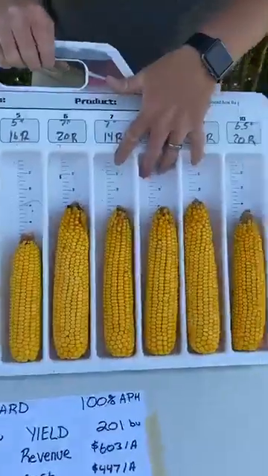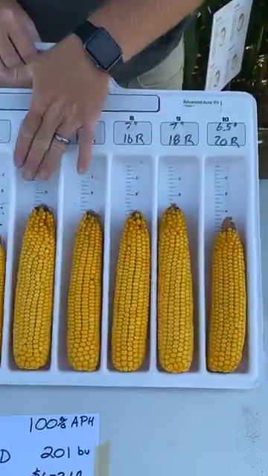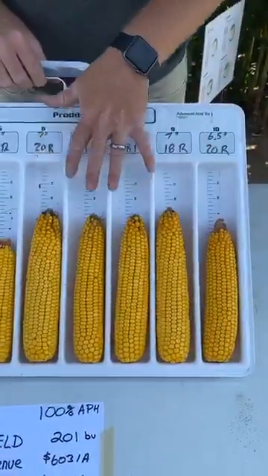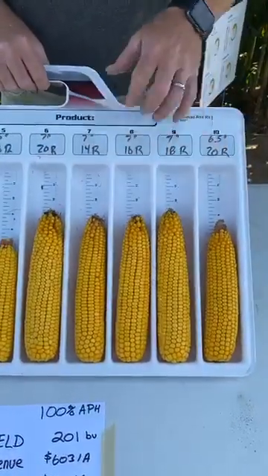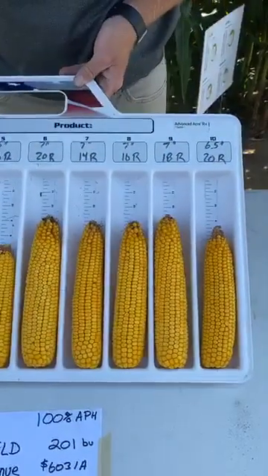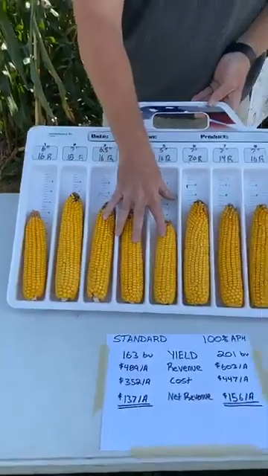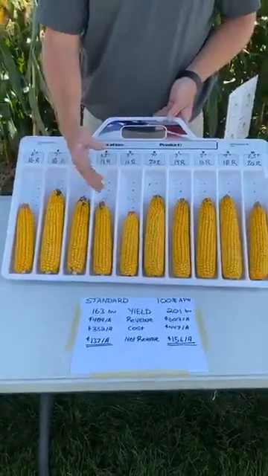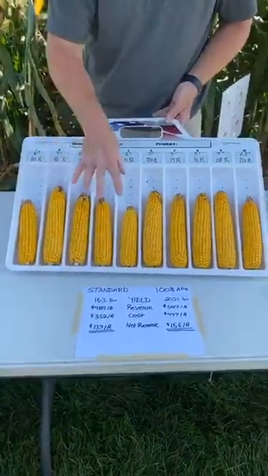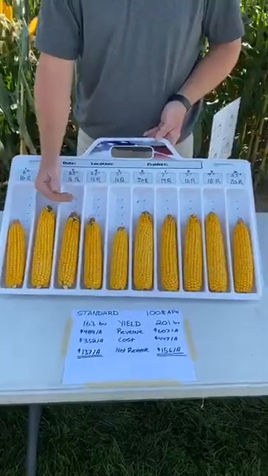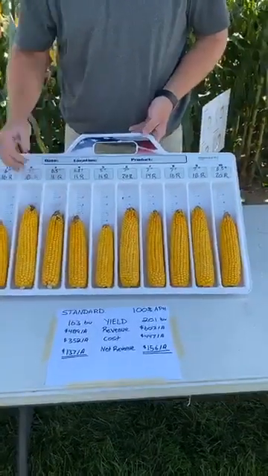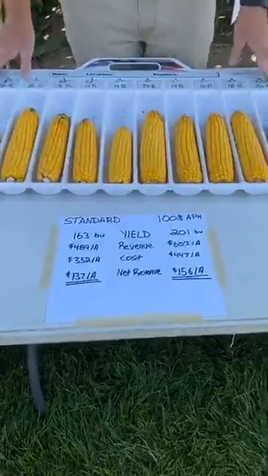When we look at our 100% APH treatment, we see a lot more consistency in the ear size, in the ear set. The other thing we see is we're adding sometimes even 1 pair or 2 pairs of rows of kernels around. So not only adding length and consistency, but we're also adding girth. And so what does that mean on your farm?